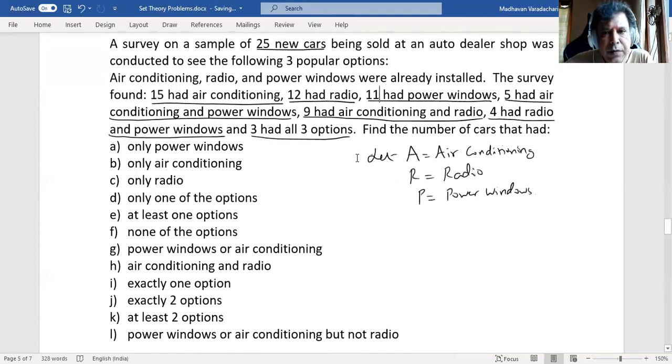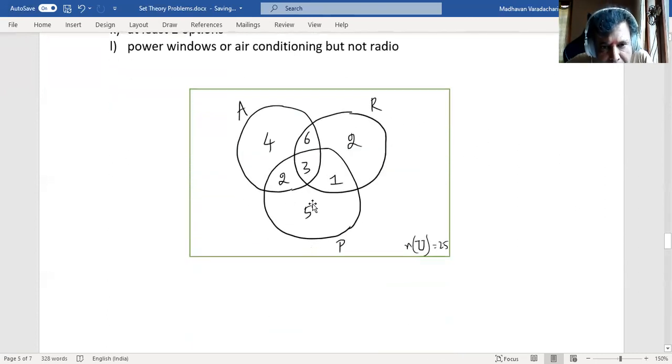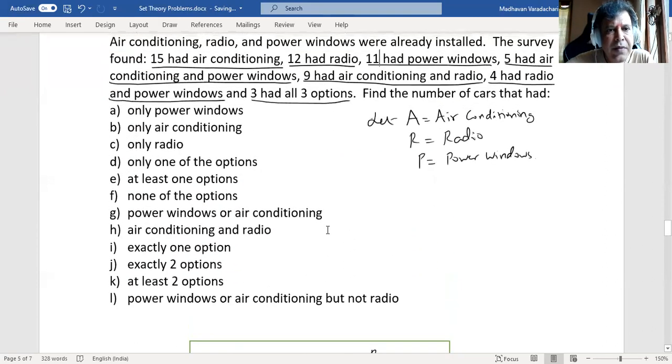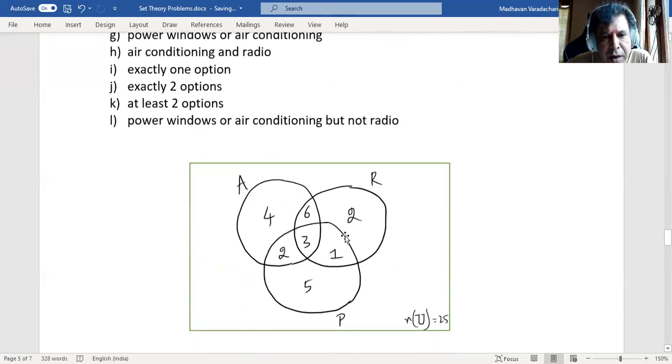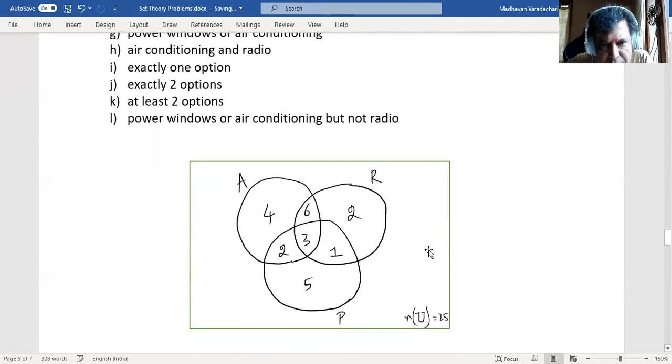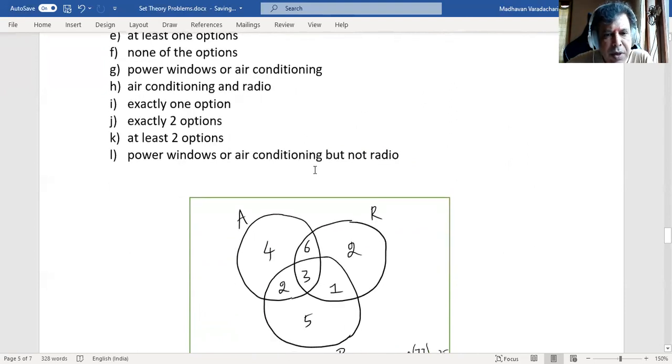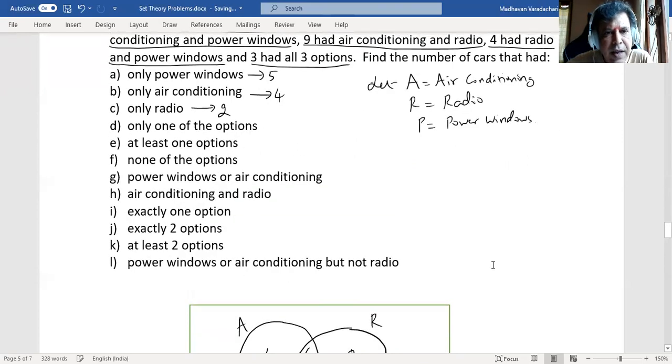Now, find the number of cars that had only power windows. Only power windows means this one, this 5. 5 will be the answer. Only air conditioning, that is this 4. Only radio is this 2. Then only one of the options. Only one of the options means these 3 I have to add: 4, 2, and 5. 4 plus 2, 6. 6 plus 5, 11.